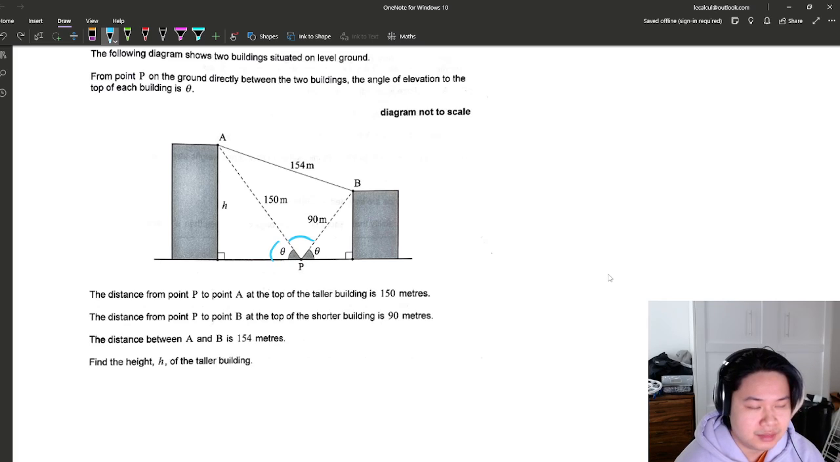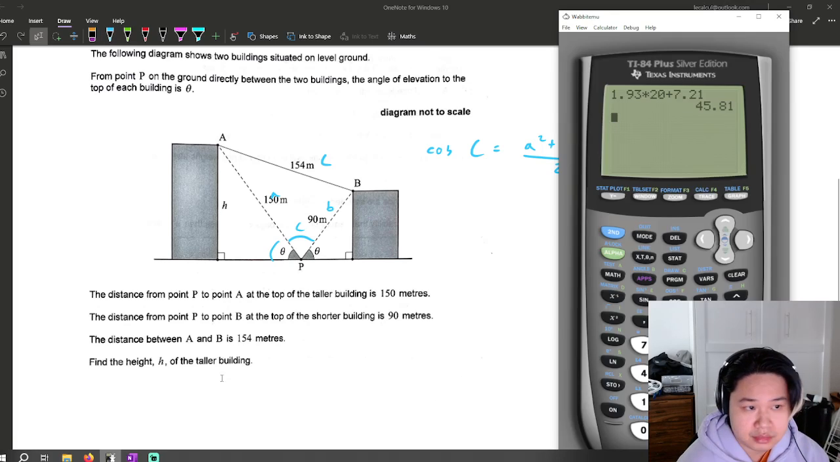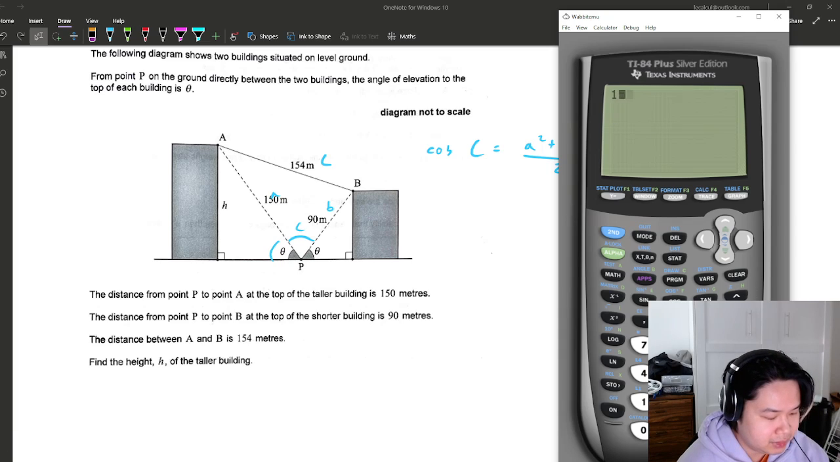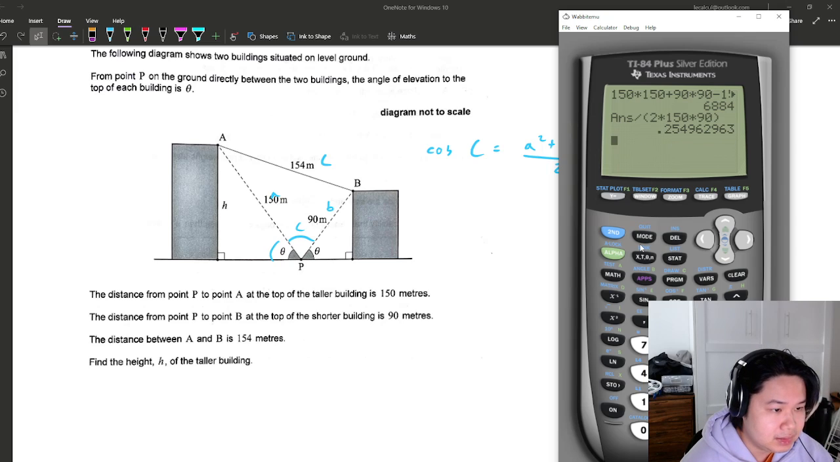So if I call this, I don't know, whatever, I'll just call it C, then cosine C is equal to A squared plus B squared minus C squared divided by 2AB. Okay, so clear this out. So we have 150 squared plus 90 squared minus 154 squared. Okay, and then we're gonna divide that by 2 times 150 times 90. Okay, and then this is cosine C, so now we're going to take the inverse, and it doesn't ultimately matter which mode you're in in terms of degrees or radians. I think I'm in radians, because we're gonna put this all in the calculator anyways.